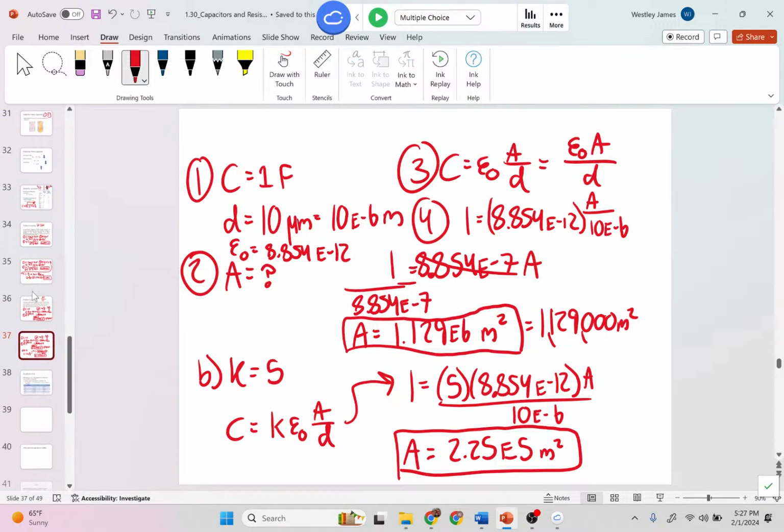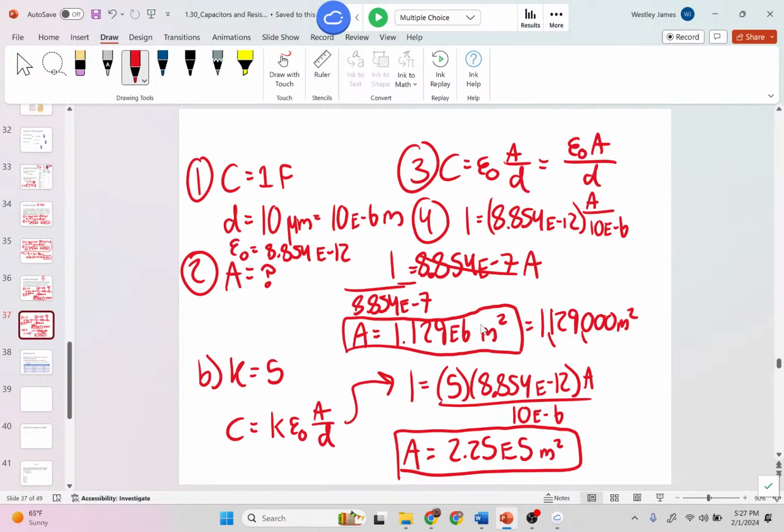But yeah, it's a good problem to show you that a 1 farad capacitor is not simple to make, necessarily.